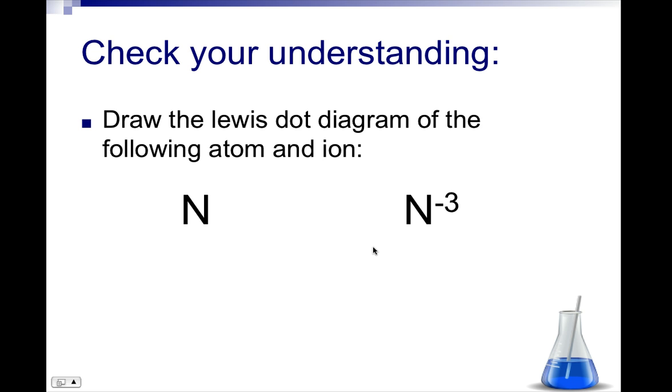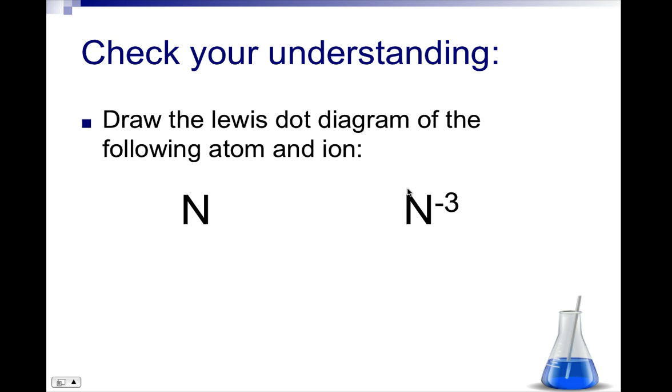So let's check your understanding. If we were to draw the Lewis dot diagram for the following atom, nitrogen, we would need to find out how many valence electrons nitrogen would have. If you look at your periodic table, you would notice that nitrogen has a total of 5 valence electrons, and we would place 1, 2, 3, 4, 5.